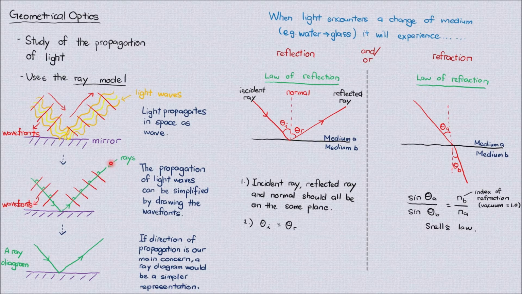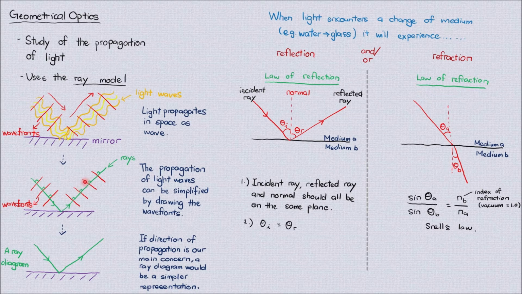But the wavefront is still not the simplest way of showing propagation. We are just focusing on the direction of propagation. So I believe knowing that it's going this way and that way is the more important thing, rather than the distance between wavefronts, the wavelength, or the frequency. Those things are not our concern right now.